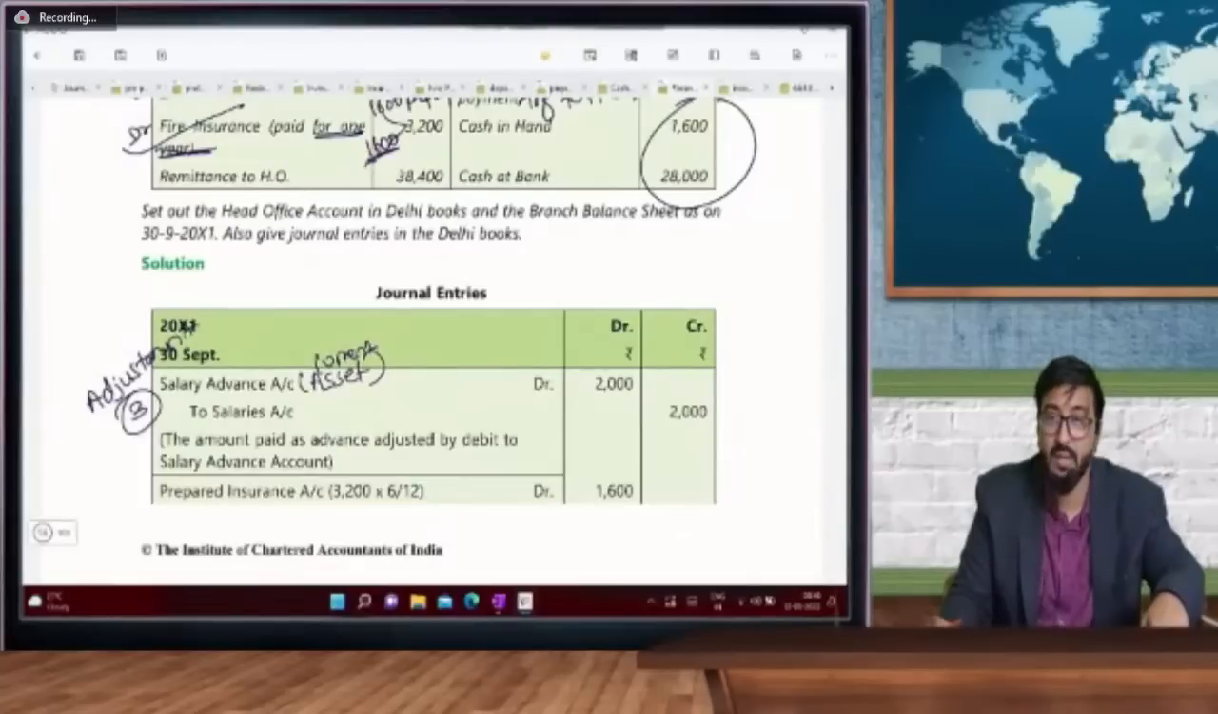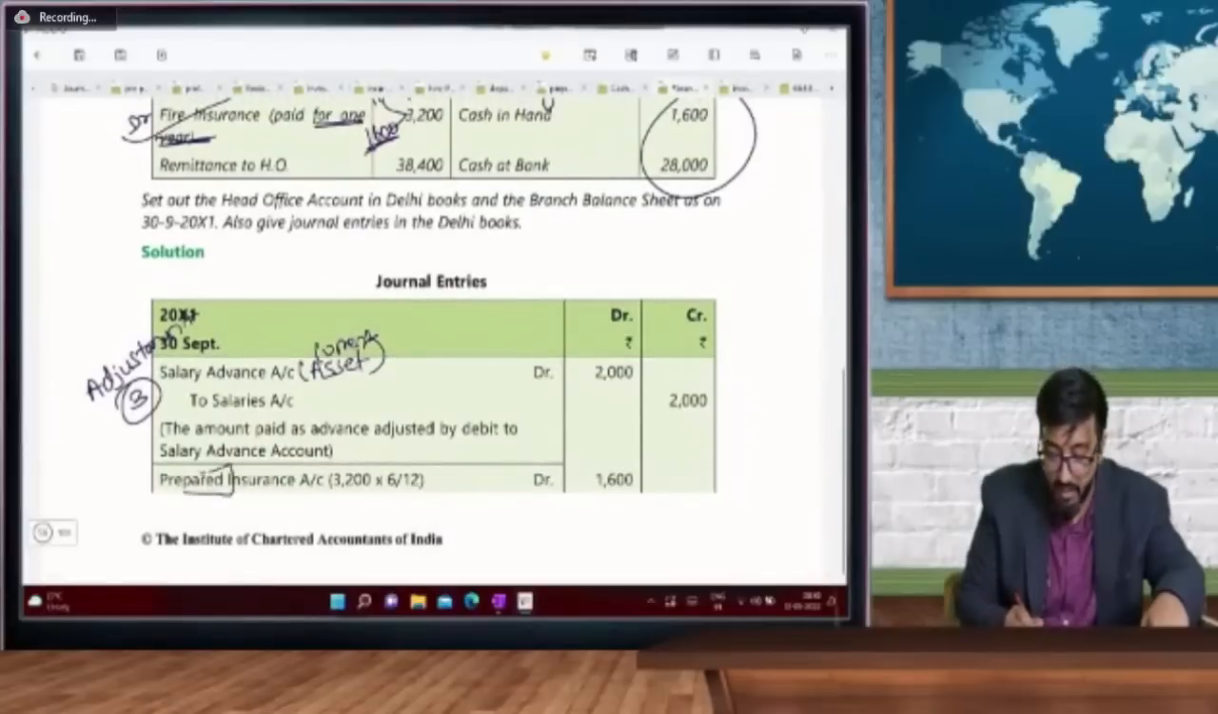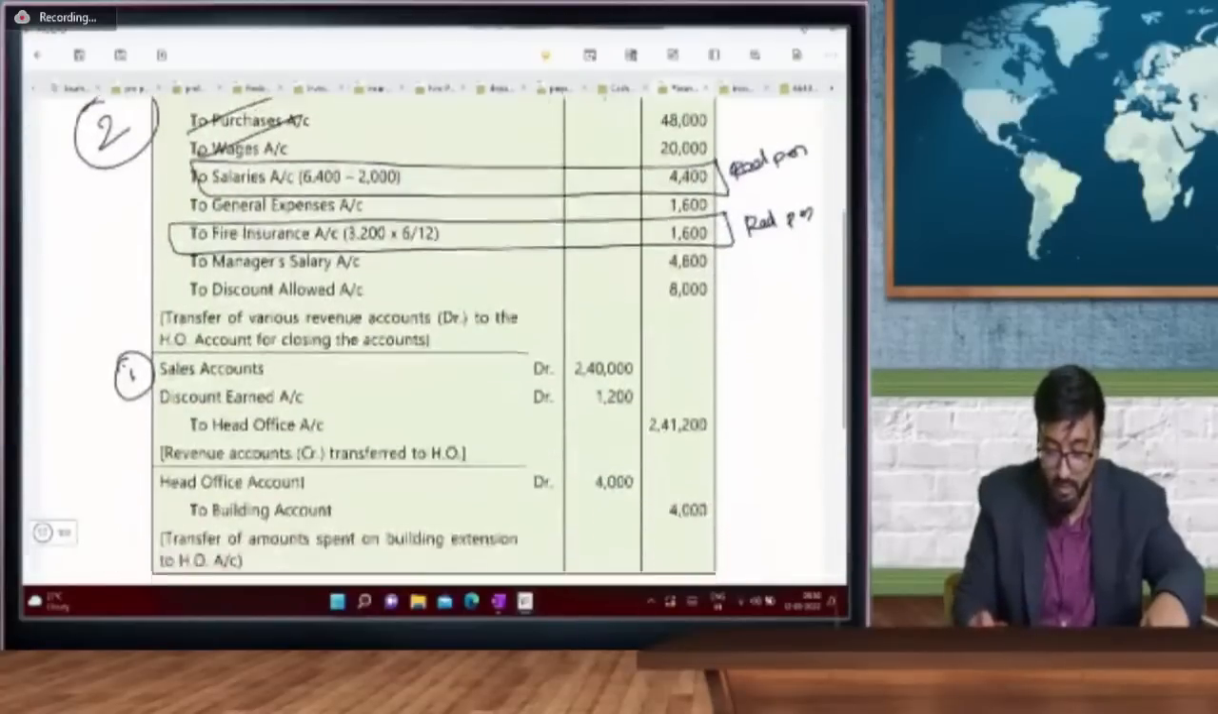Adjustment entry number 3 we have finished. Prepaid insurance, now here it is prepaid insurance, so yes, we will rectify it soon. So this is the fourth entry for 1,600. So you understood the fourth entry.